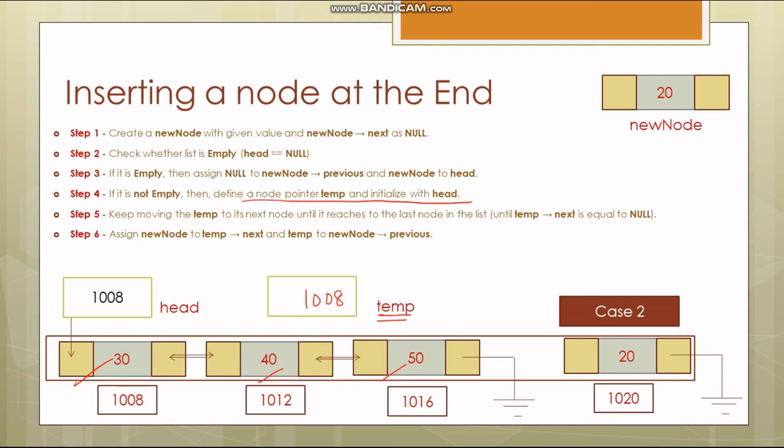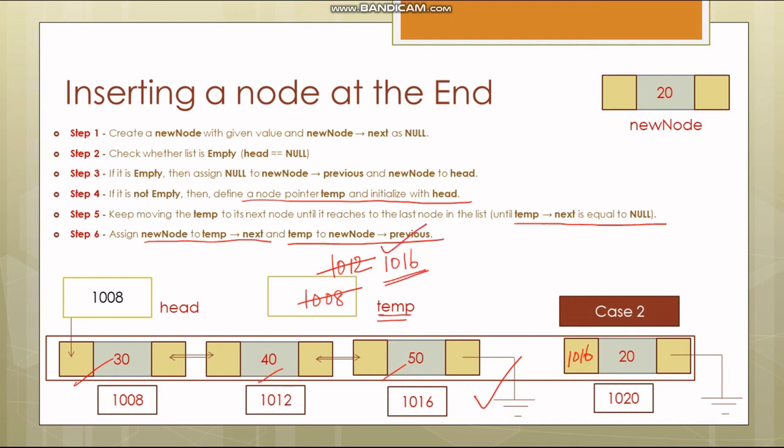We'll keep moving temp to its next node until it reaches the last node in the list, that is, until the next of temp is equal to null. That means 1008's next is 1012, and the next of 1012 is 1016, and here you can see that 1016's next is null. So we stop at this point, and then we assign temp to the new node's previous. The value of temp currently is 1016, and that is assigned to the new node's previous.